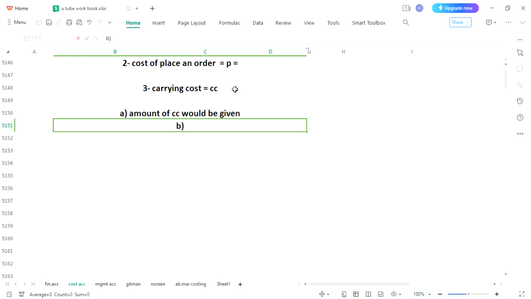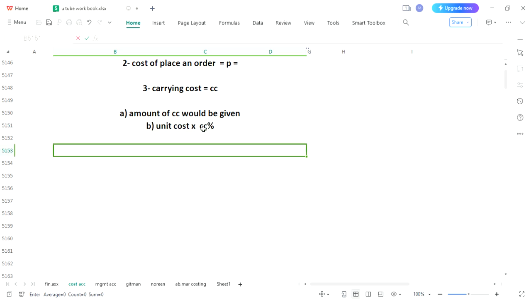a percentage. So what you will do is take the unit cost and multiply it with the carrying cost proportion which is given. The second way of calculating carrying cost is this: the carrying cost proportion would be given in your question, and you multiply this with unit cost, with which you will get your carrying cost.